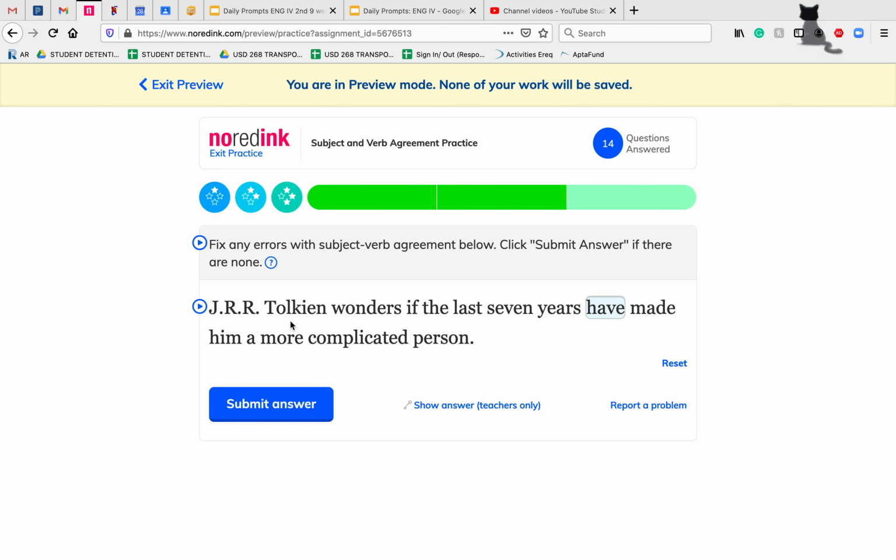So here's another one. J.R.R. Tolkien wonders if the last 7 years have made him a more complicated person. Because we're dealing with time, we want it to be singular. So we want has instead of have.